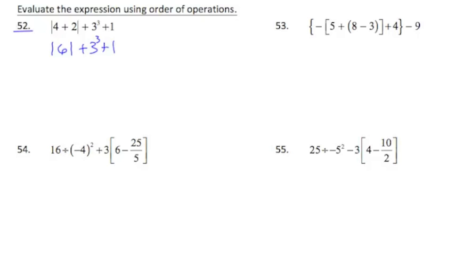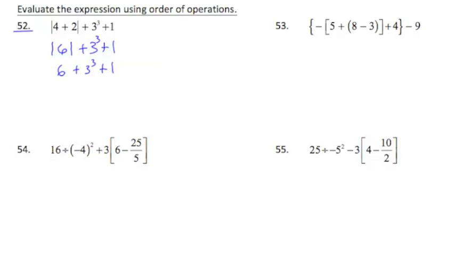So the very next step would take the absolute value of positive 6, which still is going to stay positive 6. Remember, the absolute value is the distance a number is from 0. So any absolute value I take is always going to end up being a positive number. So I'll go ahead and write this down. So I have a positive 6 plus 3 to the third power plus 1.